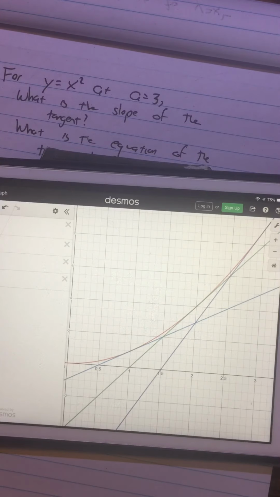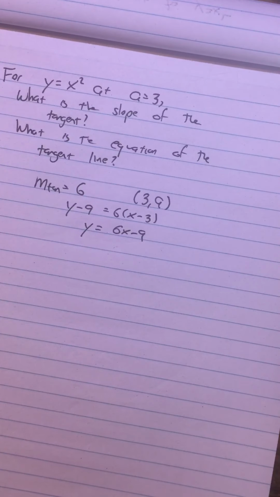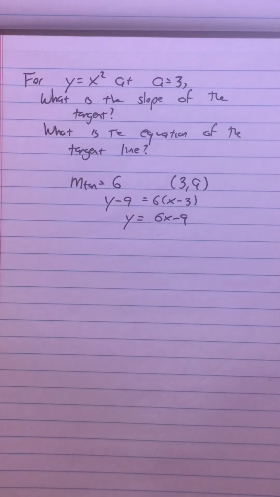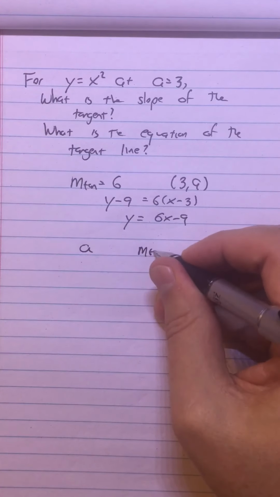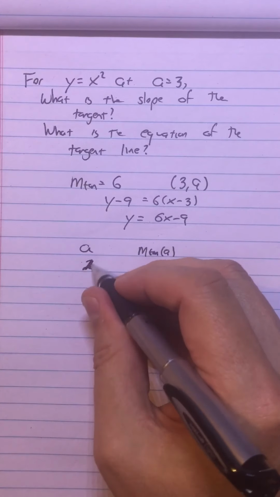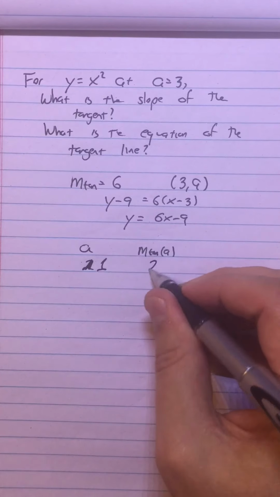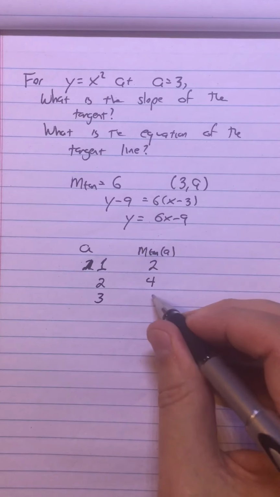There are some interesting applications of just that in itself, but that's not really our primary concern. So here's what we're going to be interested in right now. It is good to look for and notice patterns. When a is 1, the slope of the tangent was 2. When a was 2, the slope of the tangent was 4. When a is 3, the slope of the tangent was 6.